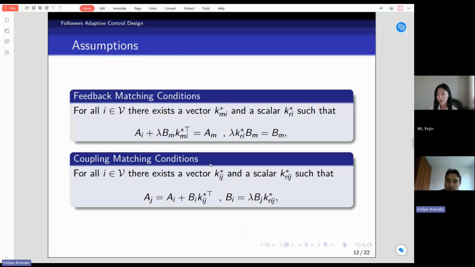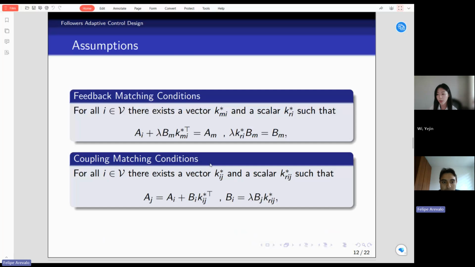So basically, for the formulation of the model reference adaptive control, we define some assumptions to guarantee that there is going to be a synchronization in terms of the dynamics and the input that we are considering in a state space representation of a common linear model.